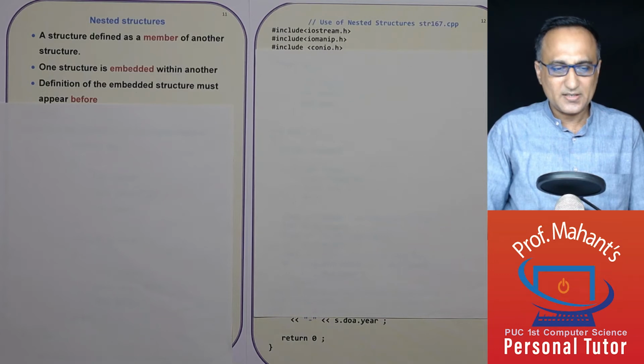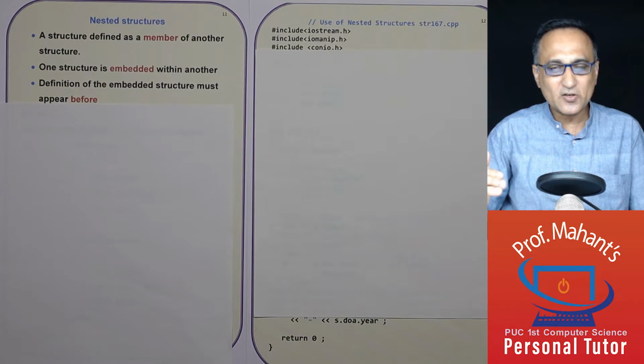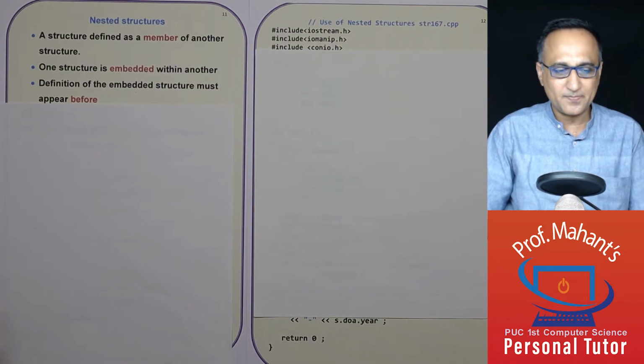In this session, I shall show you or explain to you the concept of nested structures along with an example. So first let's understand what is a nested structure. A structure which is defined as a member of another structure. That means there is a structure which contains one of the fields or one of the members as another structure. This statement shall be clear when I show you a small example.